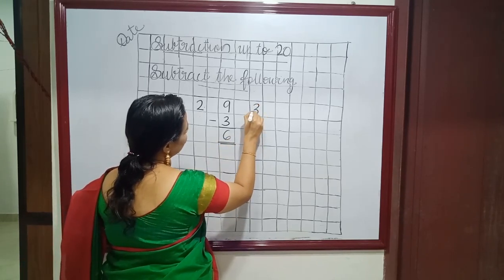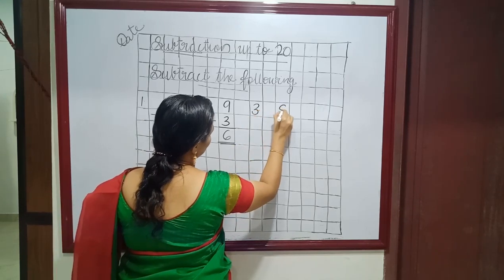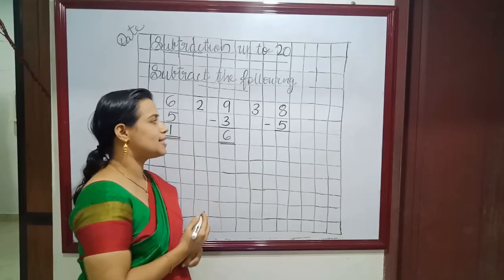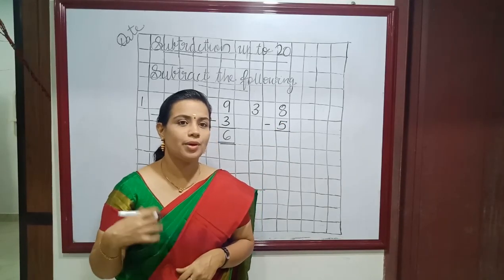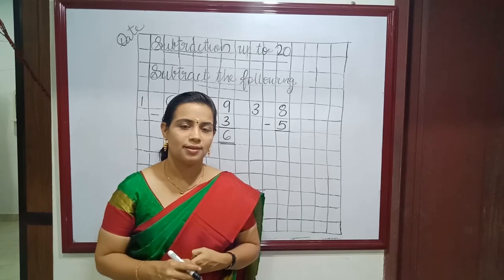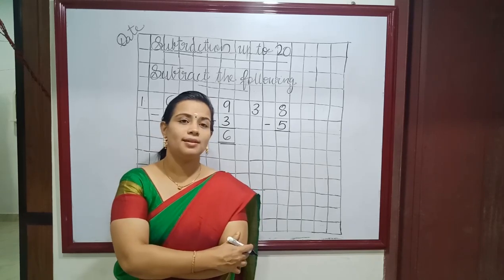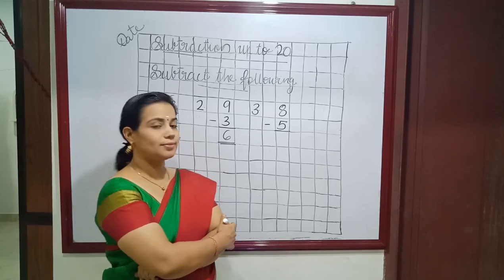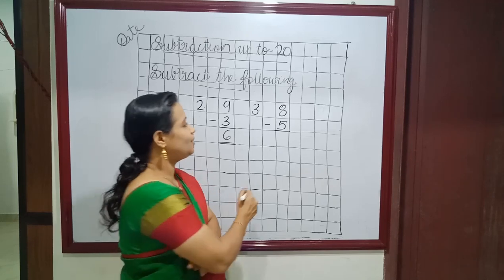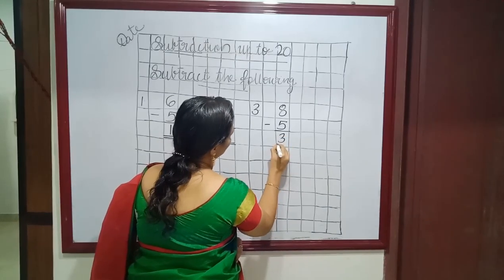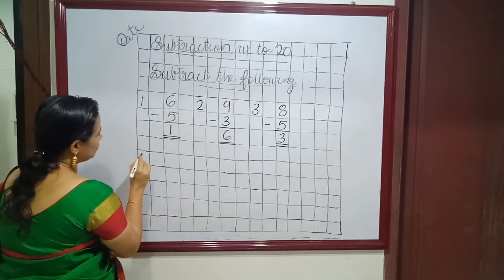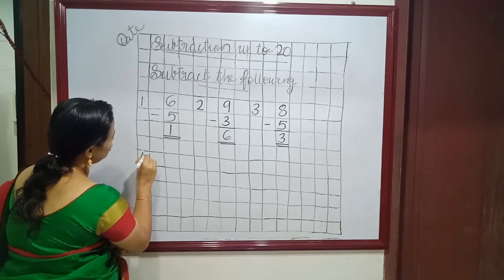Then third question. 8 minus 5. What do we do? Count after 5 up to 8. Just find out the answer and tell me. 8 minus 5. Yes, 3. 8 minus 5 is equal to 3. Then next, question number 4.